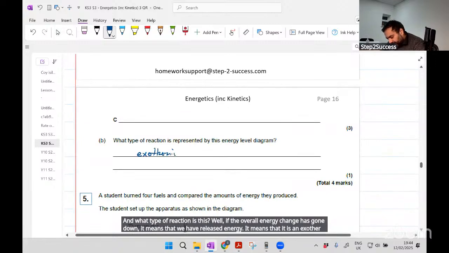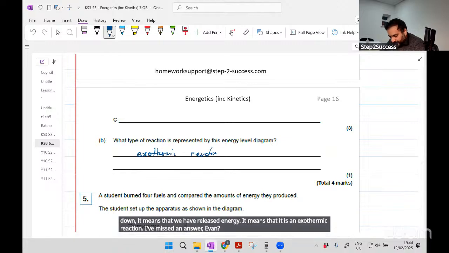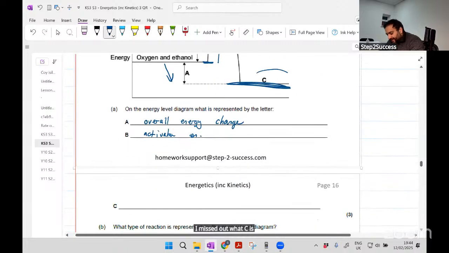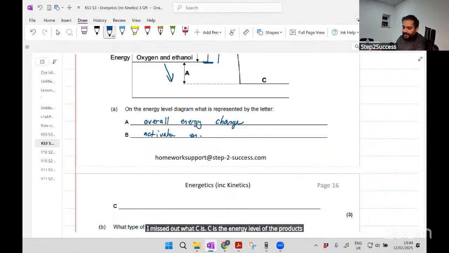I've missed an answer, haven't I? I missed out what C is. C is the energy level of the products. So the products are what we finish with, reactants are what we start with.